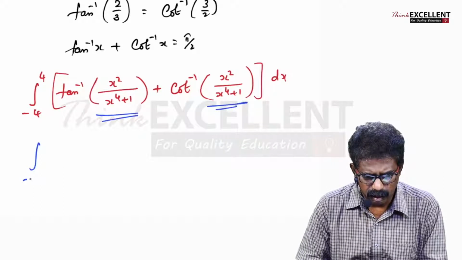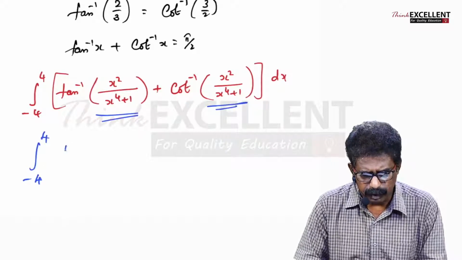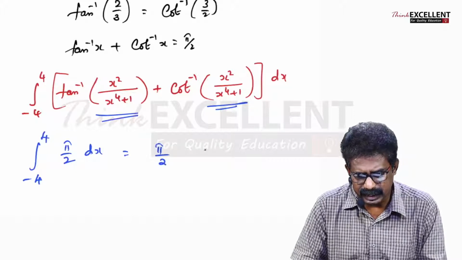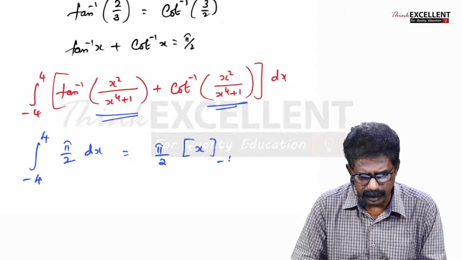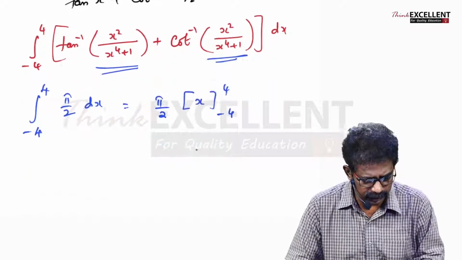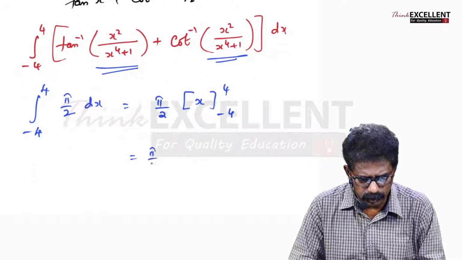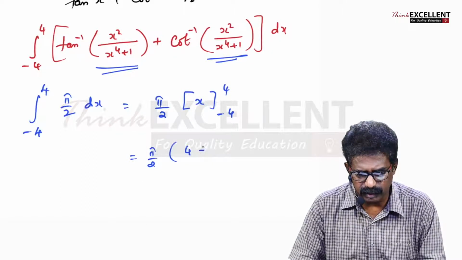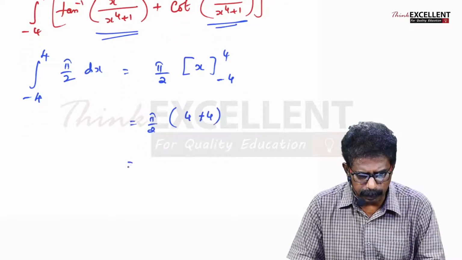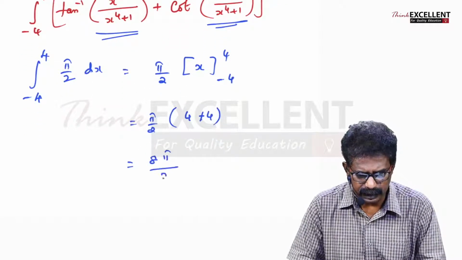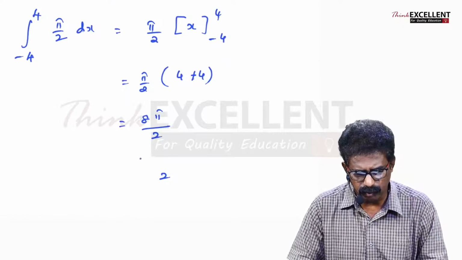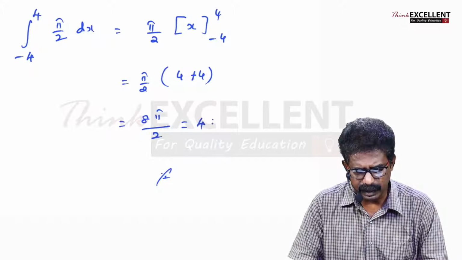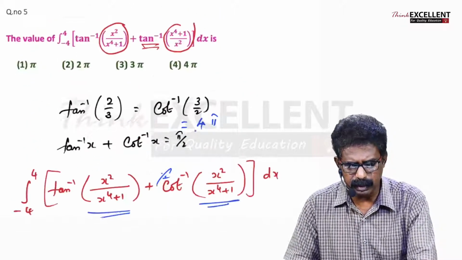So you are getting integral from minus 4 to 4 of pi by 2 dx. So pi by 2 is a constant. Integral dx is x. The limit is minus 4 to plus 4. So what you are getting here is pi by 2 into, first the upper limit 4, minus minus 4, it is plus 4. So 8 pi by 2. Cancel 2, you are getting 4 pi, right? So you are getting 4 pi, and that is option number 4.